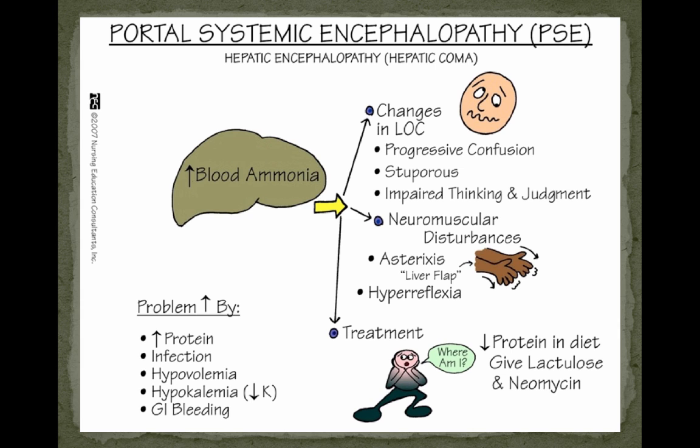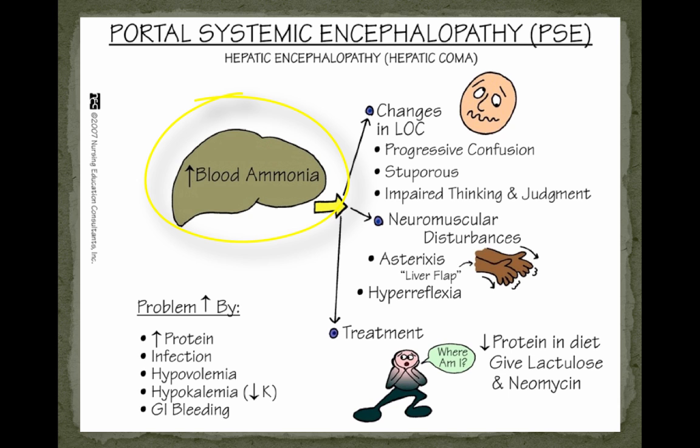And portal systemic encephalopathy, which is really hepatic encephalopathy, is a problem when you have liver failure. So you see this mostly in patients with liver failure or alcoholic cirrhosis. It's basically impaired cerebral function, and it's caused by an increase in ammonia from the liver failure.